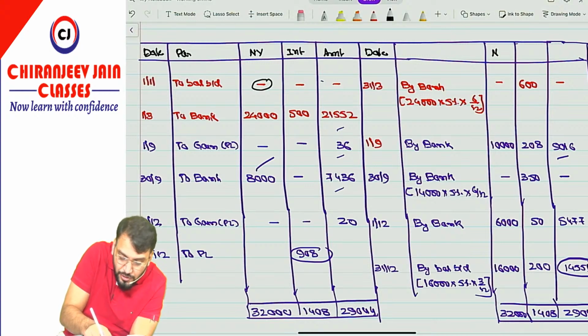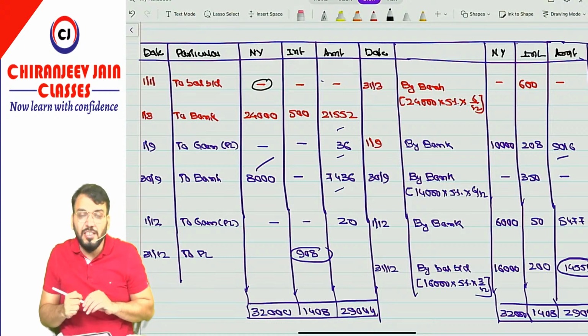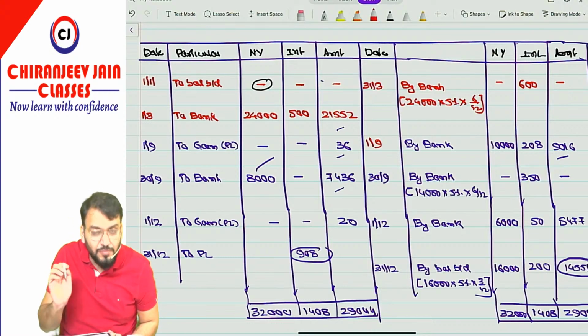This will be particulars. This will be nominal value, interest, and amount. So first write down opening balance. Opening balance is 000, there is no need to write it down.